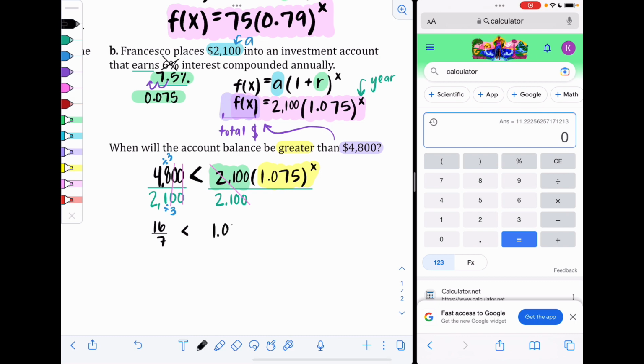1.075 to the x power. My ultimate goal is to get x by itself, so I have to figure out a way to cancel out the exponential. To do that, I would use the inverse of an exponential, which is a log. I'm going to scooch this over, and then I have to figure out what my base needs to be. The base of the exponential is 1.075, so that's what the base of my log will be. So I'll take log base 1.075 of both sides of the inequality.